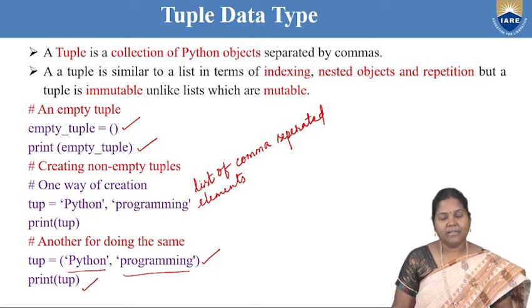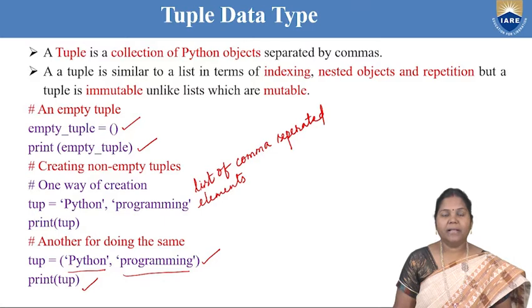So, let us start with what is a tuple data type. A tuple is a collection of Python objects separated by commas. A tuple is similar to a list, but the difference is that a tuple uses normal parentheses, whereas a list uses square brackets. The similarities are that tuple and list both use a similar indexing mechanism, nested object concepts, and repetition mechanism. But the difference is tuples are immutable, whereas a list is mutable.